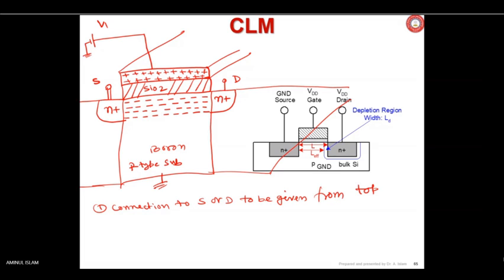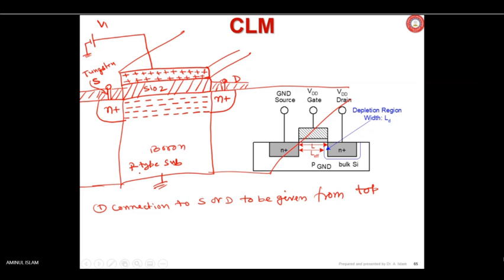make a hole. Of course, all this region will be silicon dioxide, remember. Silicon dioxide will be all over, and you will be making a hole, and that hole will be filled with tungsten. Whatever you are seeing here, the contact for source and drain is filled with tungsten, to make a good contact with the N plus region.